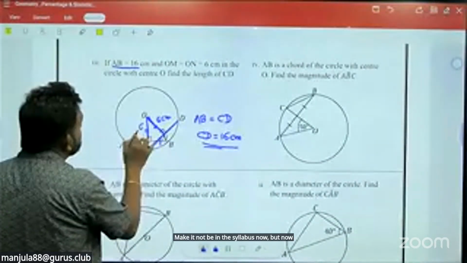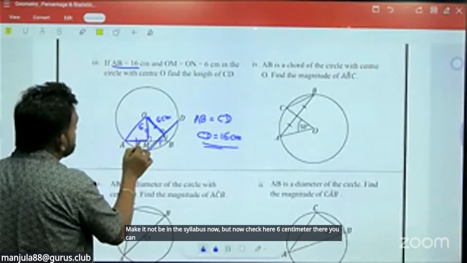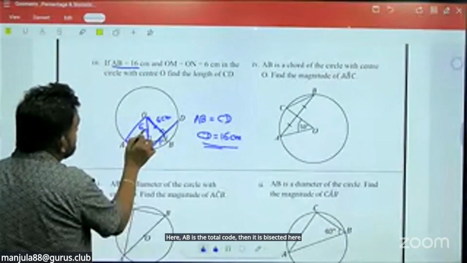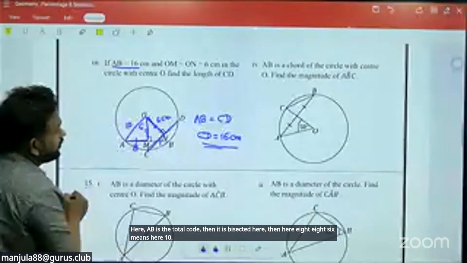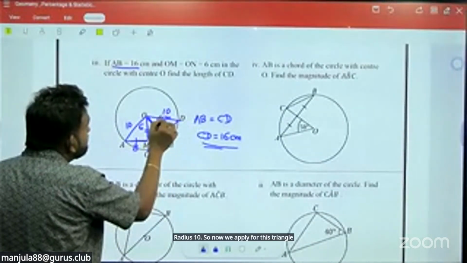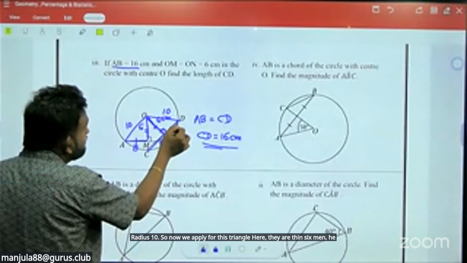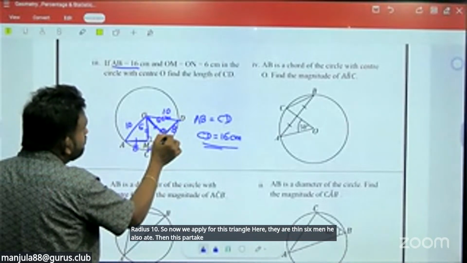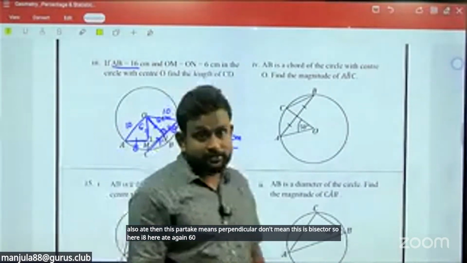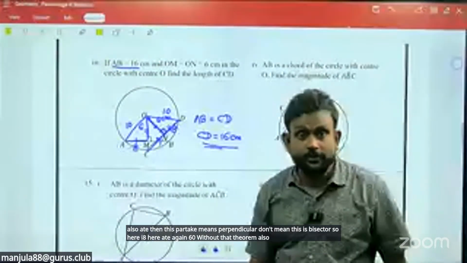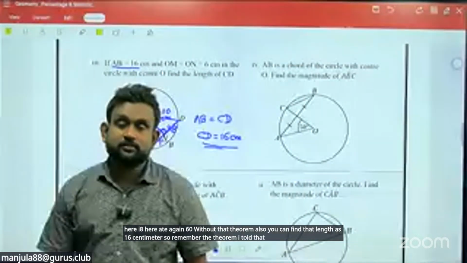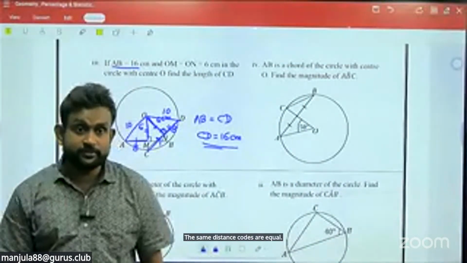Here 6 centimeter, you can find out this radius. Here AB is the total chord, then it is bisected here, then here 8. 8, 6 means here 10. Radius 10. So now apply for this triangle. Here 10, 10, 6 means here also 8. Perpendicular drawn means this is bisected. So here 8, here 8, again 16. Without that theorem also you can find that length as 16 centimeter. So remember the theorem I told, that chords the same distance from the center are equal.